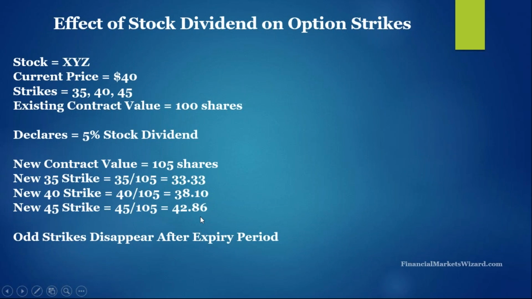And the older strikes, what happens? The older strikes disappear after the expiry period. Gradually they phase out. As the expiry date passes, these strikes are no longer there. So if you are executing a new trade, don't buy these, buy the regular strikes. If you already have them, then you have them, but for new strikes, look for standard. It says on TradeStation, standard, non-standard. So don't go for non-standard, go for standard.